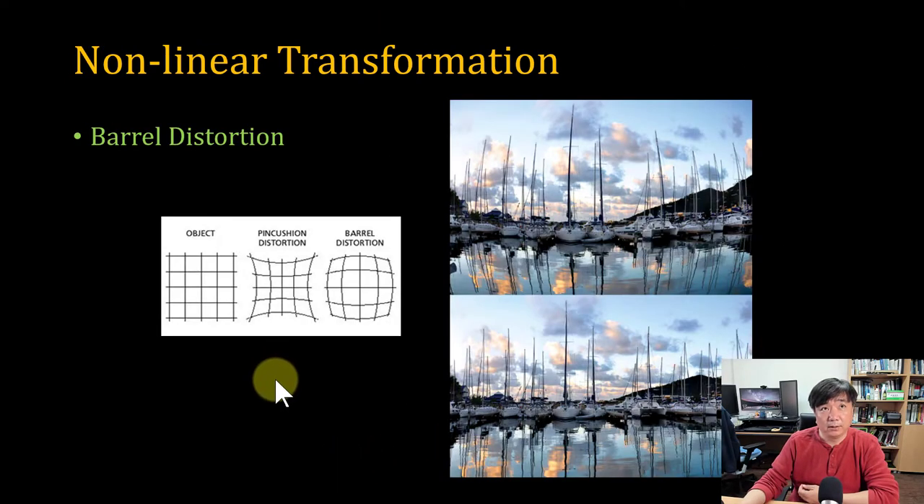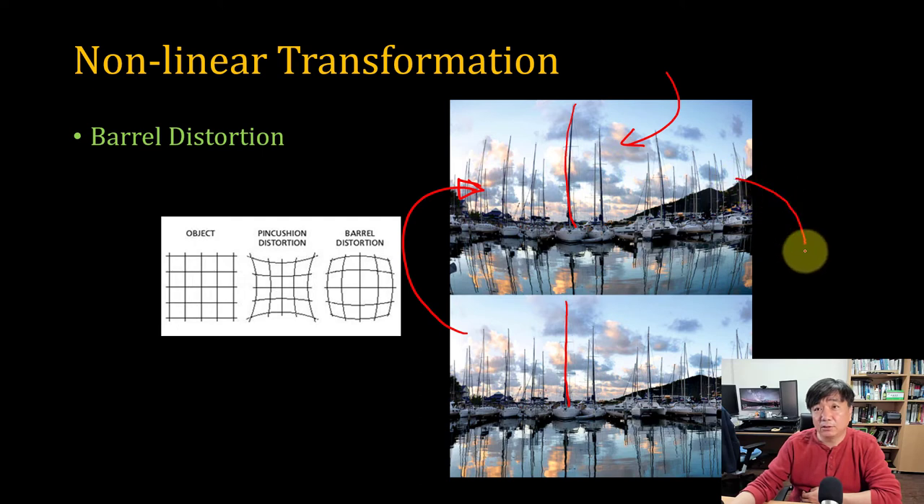This is an example of nonlinear transformation. For example, if we take a photo with a wide angle lens, then we can get this kind of photo. You can see that the mast of the ship or boat should be a straight line, but in this photo it looks like some kind of a curve. So if the picture is transformed from here to here, then it is a nonlinear transformation. Of course, transforming from this image to this image is also a nonlinear transformation.